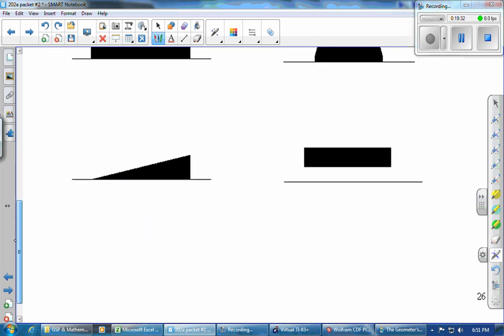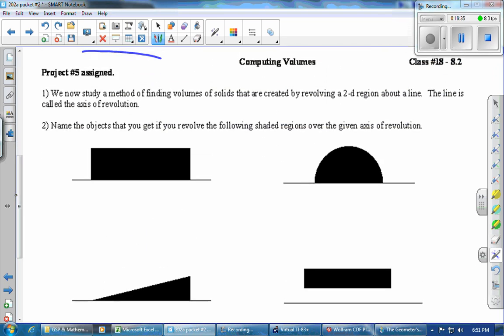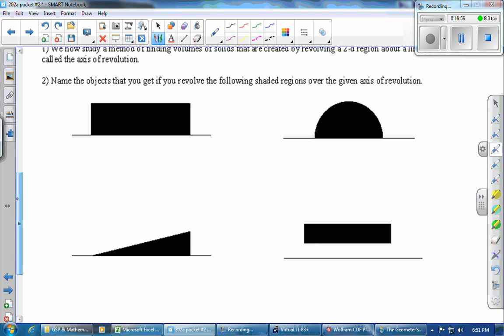And we move on to the bottom of page 26. Number 1, we now study a method of finding volumes of solids that are created by revolving a 2D region about a line. The line is called the axis of revolution. Number 2, name the objects that you get if you revolve the following shaded regions over the given axis of revolution. So we'll do the first one together, and then you should pause the video and try the other three.